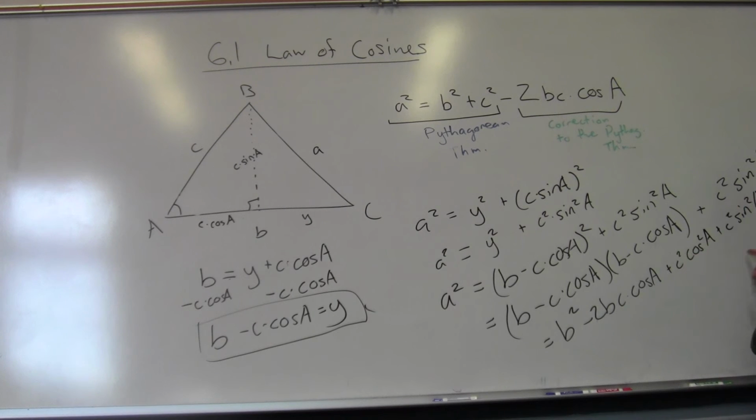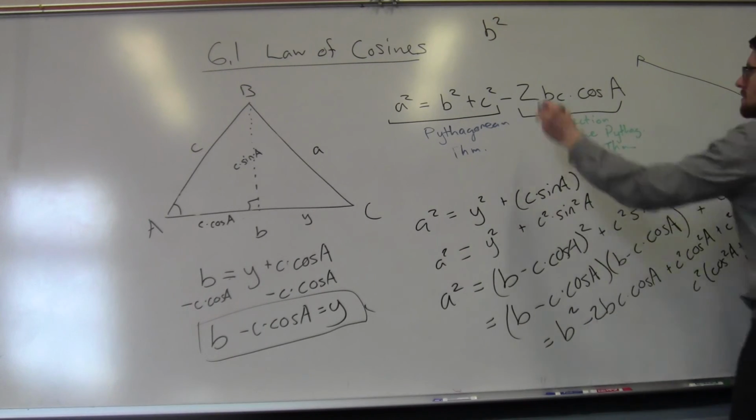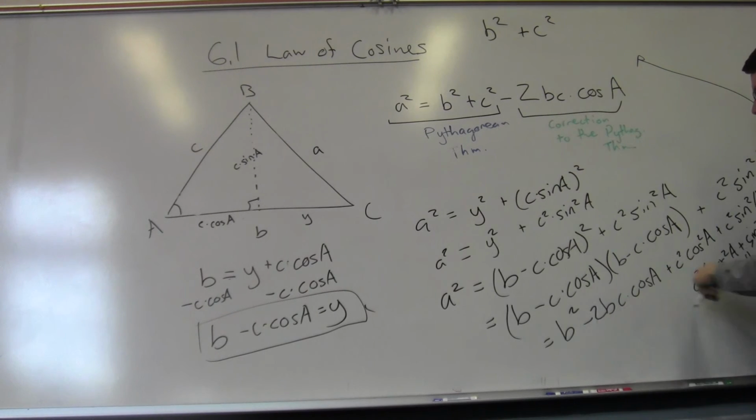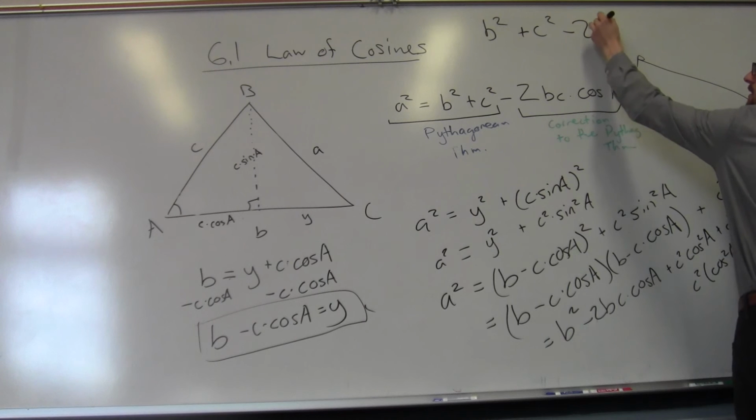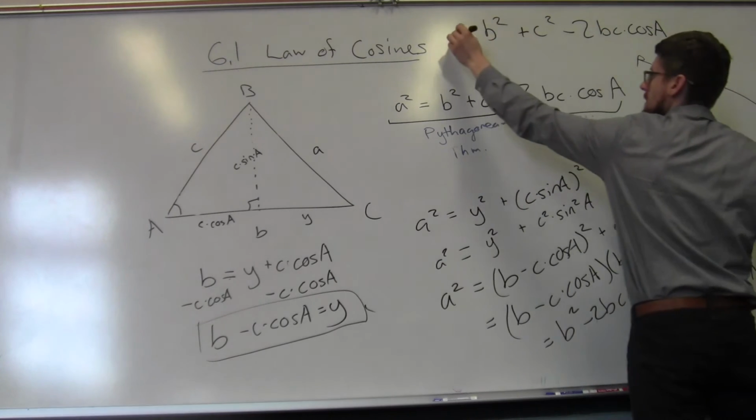And you know what's going to happen, right here we have C squared cosine squared A plus C squared sine squared A. So right here we can factor C squared out. And note that this is just 1. So we get C squared from this piece right here, which ultimately gives me, take this up to the top, b squared plus C squared minus 2bC cosine A. And that's all equal to a squared.